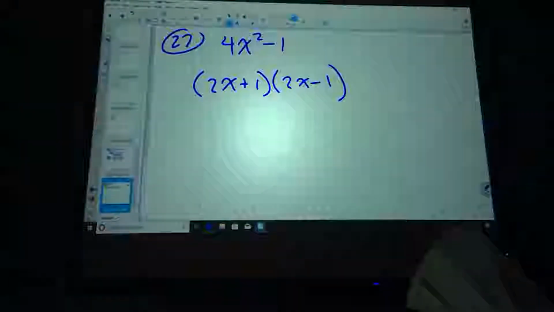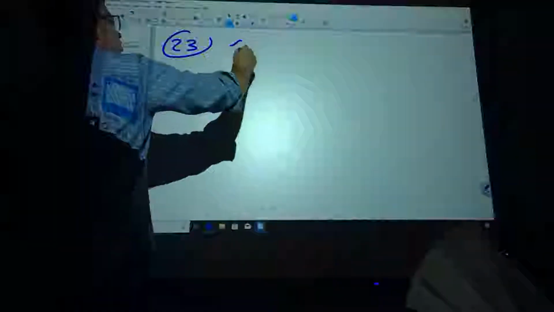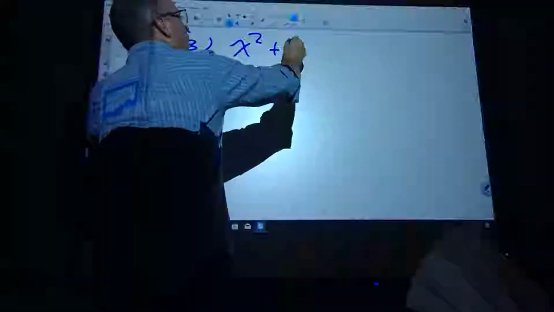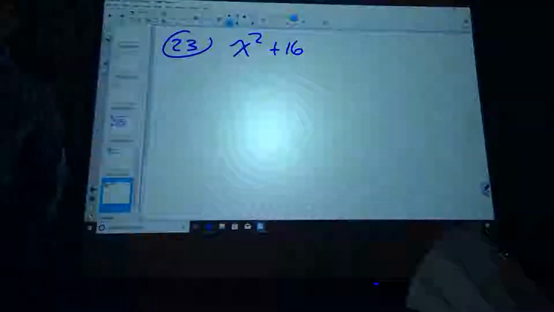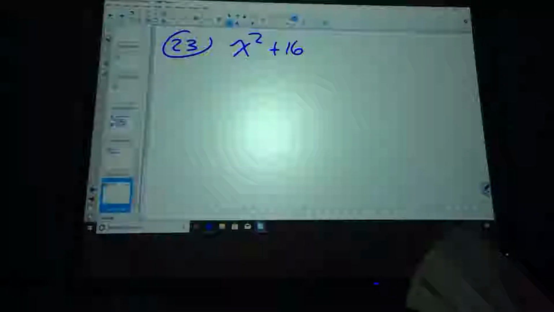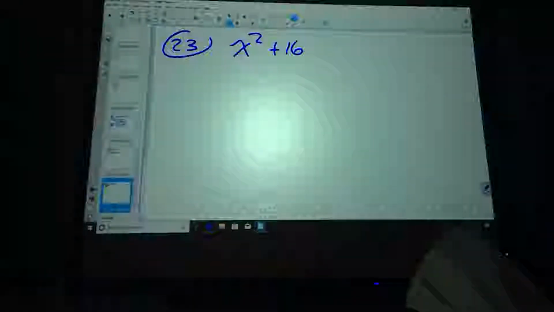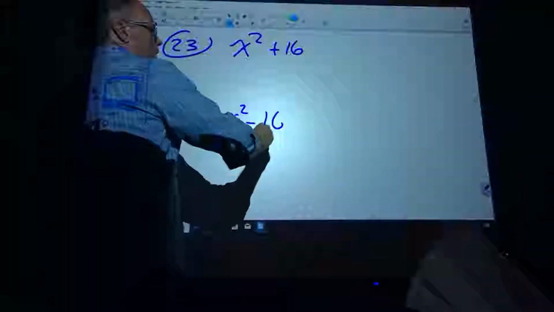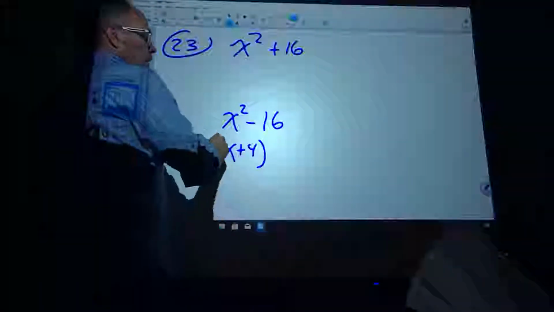What else? 23. What does it say? x squared plus 16. I just don't understand why it wouldn't just be like... Okay. So it's called the difference of 2 squares, right? And this is the sum of 2 squares. So you can't factor it, so it's prime. If it was x squared minus 16, this breaks down to x plus 4, x minus 4.